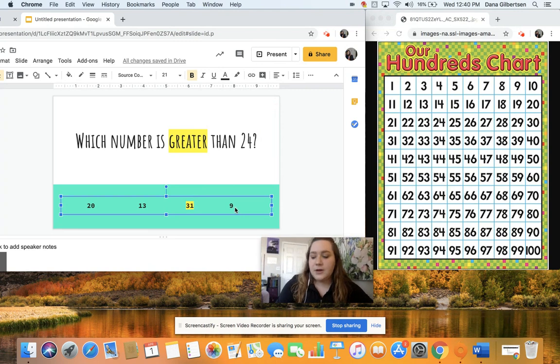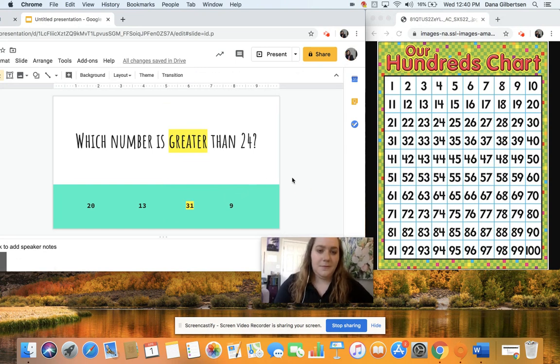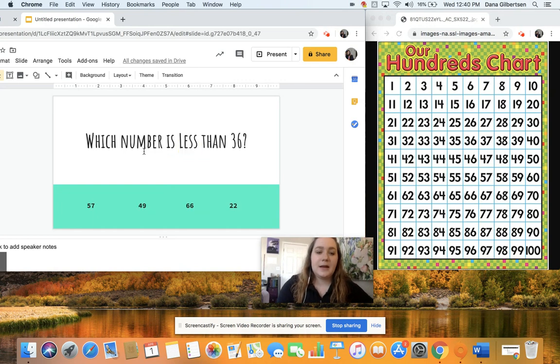Because I'm a good mathematician, I always check every single answer just in case I missed something. So now I'm going to check the number 9. The number 24 on my hundreds chart is where I'm going to start every time, because that's the number I'm comparing all of these numbers to. So here's the number 24. I have to go back all the way up here to the number 9. Is 9 greater than 24? Nope, no way, Jose. So I cannot pick 9. Good, now I'm ready to move on to the next one.